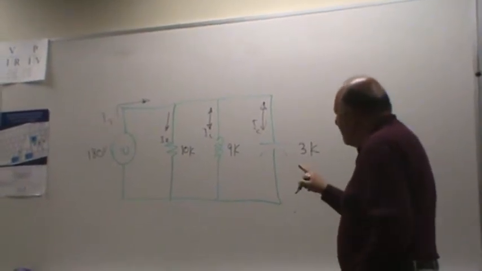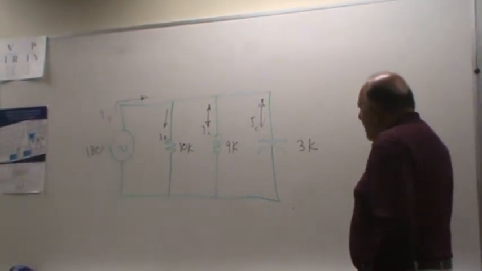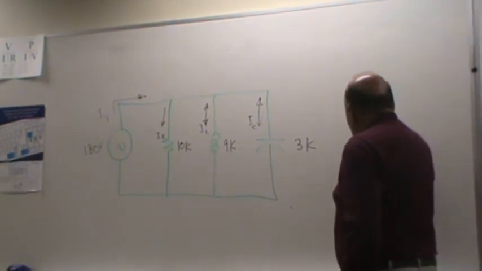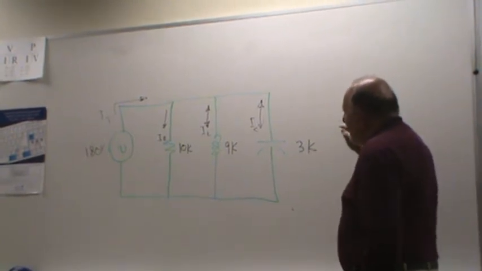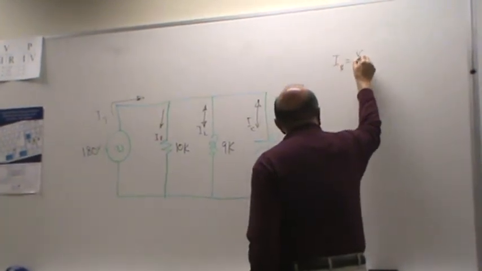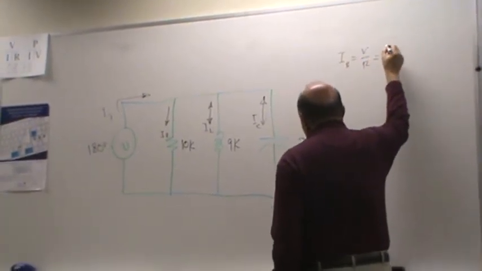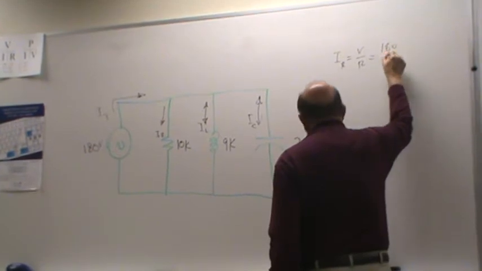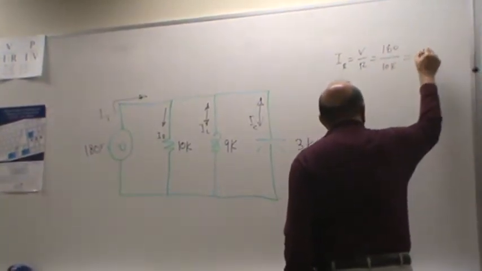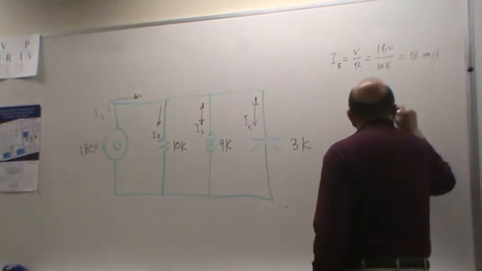So I'm looking at I sub C. If you remember, I sub C is now going upward, isn't it? Now before I do that, let's go ahead and find out what these are. I sub R is going to be V over R, 180 over 10K, that's 18 milliamps, isn't it? Yeah.